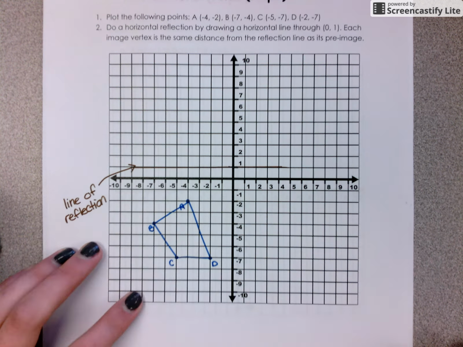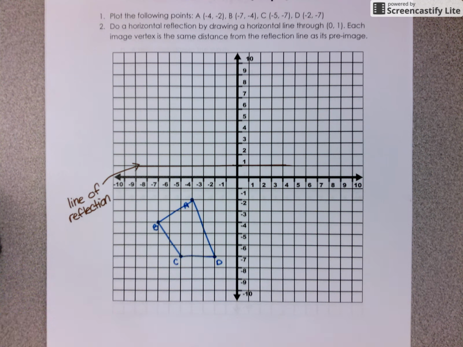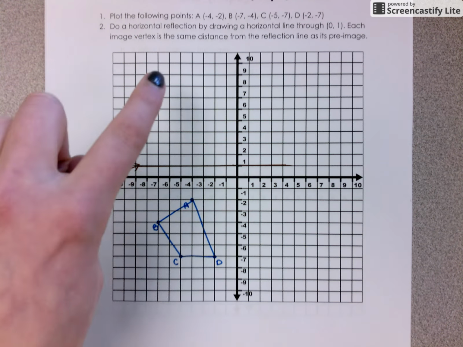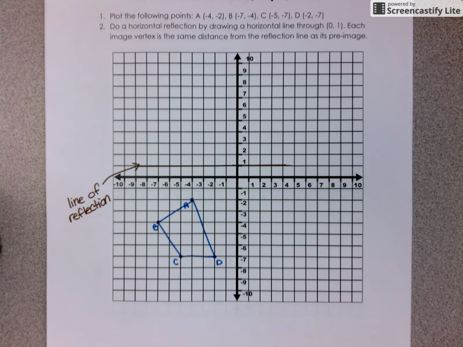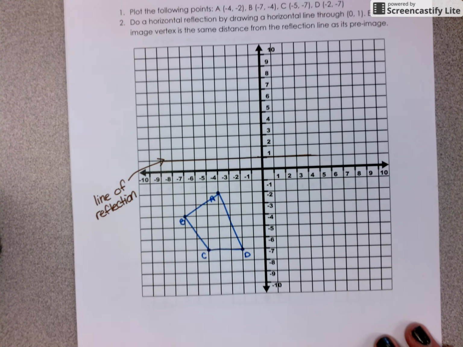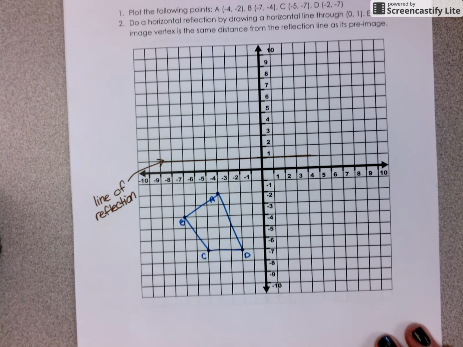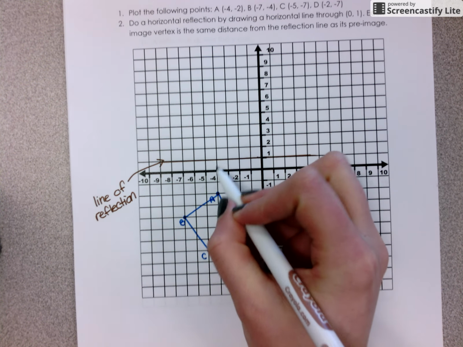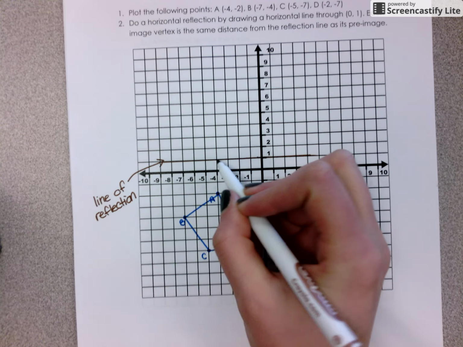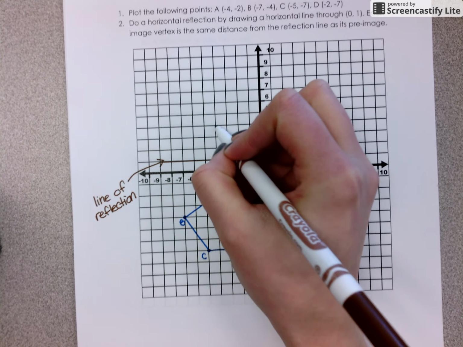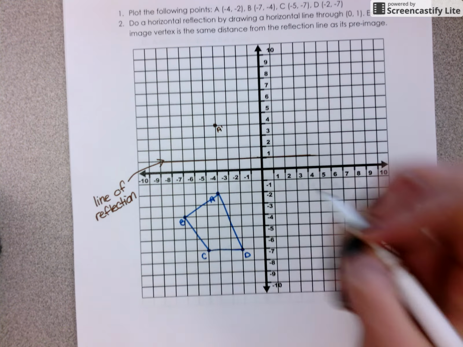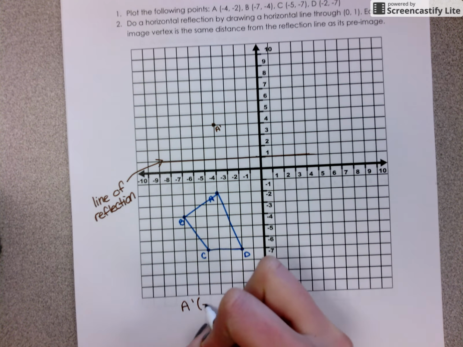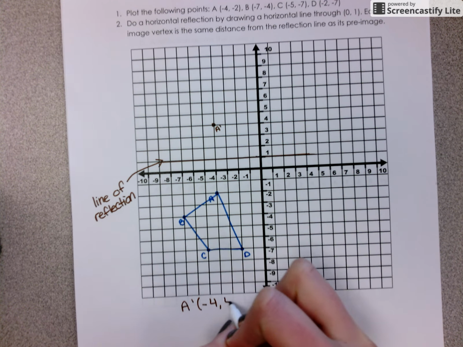So we're going to follow the same steps as we did on the last page. This time, we know that our image is going to flip over that horizontal line and end up in the second quadrant there. So you're starting with point A, counting how many spots away it is from that horizontal line. So it is 1, 2, 3 away. So you're going to go 3 up on the other side. 1, 2, 3. And that's going to be our A prime. So A prime's coordinates are -4 and 4.